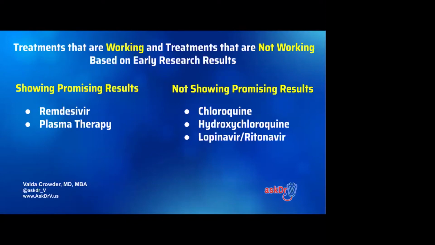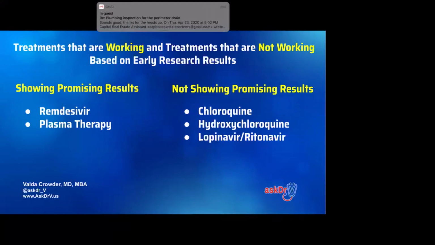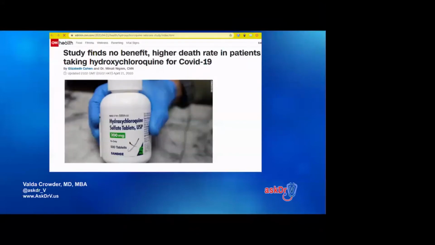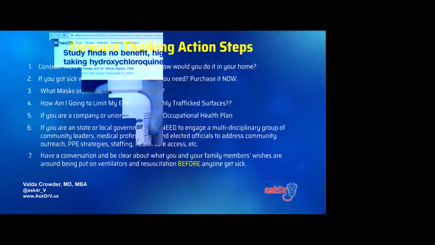What's not showing promising results are chloroquine and hydroxychloroquine, which the president has actually been touting. These have been found to not help with COVID-19, and they've been found to be dangerous. People have been getting cardiac arrhythmias from them, and they have stopped many of the clinical protocols. The other two medications down there are HIV medications, which have not been working. This just shows one of the articles on the hydroxychloroquine. There was no benefit, and there was a higher death rate with the hydroxychloroquine that the president has been talking about. So that you want to avoid.